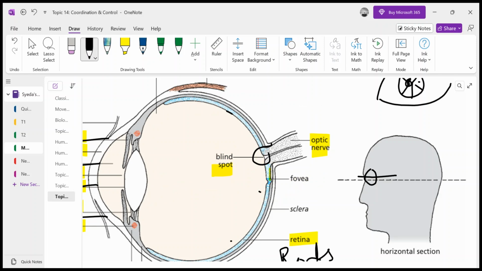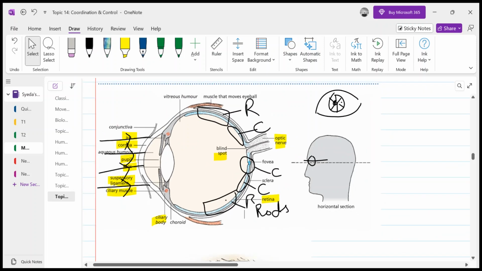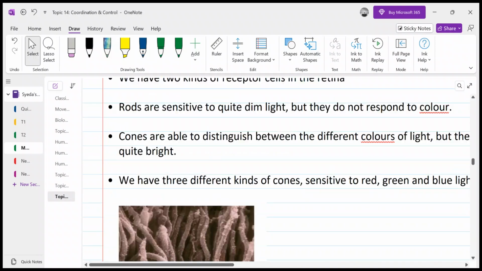Right? See, cones are abundantly found here. They are also found here, but in less number. And rods are found here at the edges of the retina. The fovea is full of cones, right? So R means rods and C means cones. Okay, I hope I have answered your question. So this is what you need to remember: how rods and cones are distributed in the human eye.